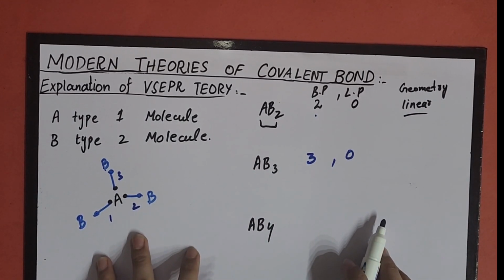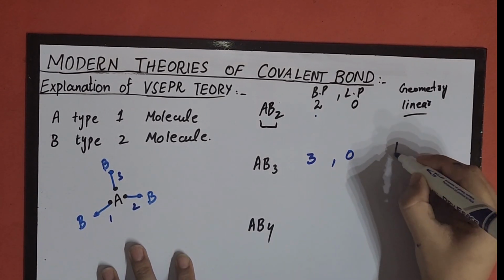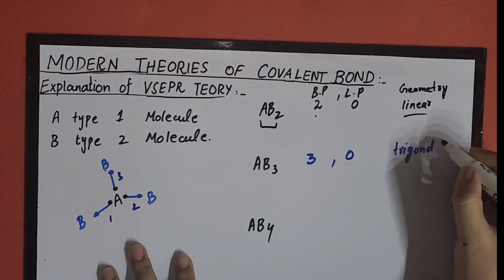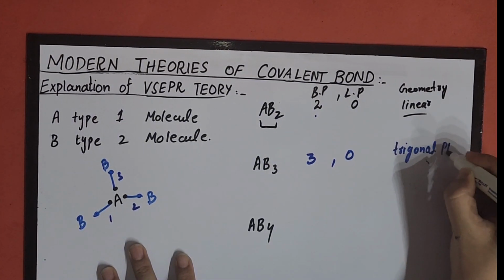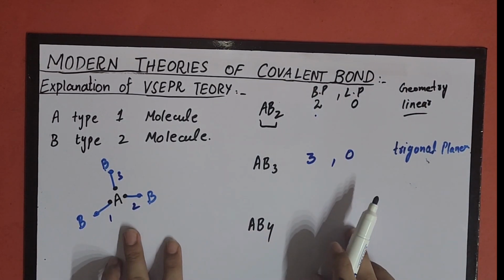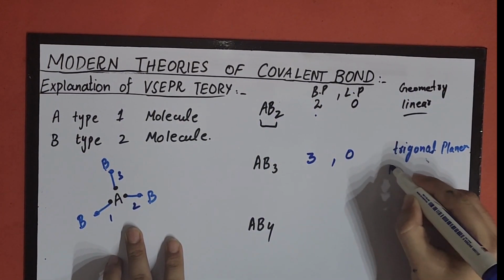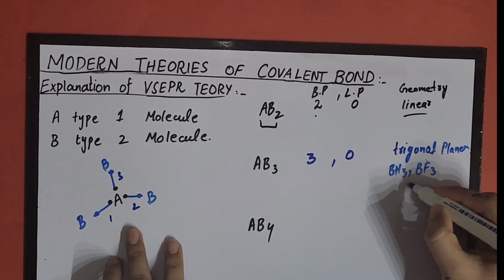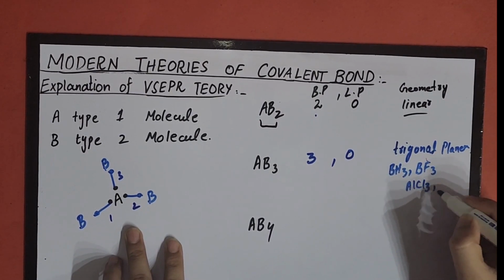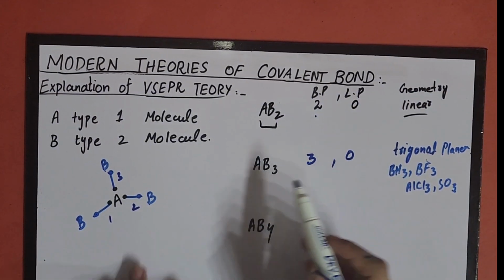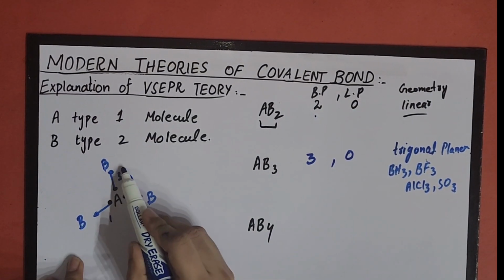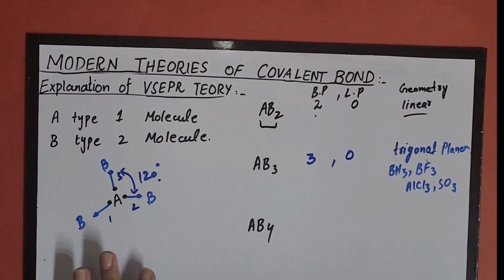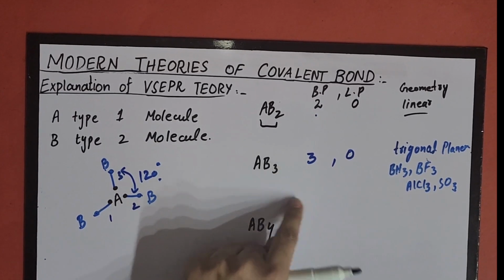So its geometry could be trigonal planar. Its best examples are like BH3, BF3, AlCl3 or SO3. I should write here BH3, BF3, AlCl3 or SO3. So basically the angle between the two B molecules is 120 degrees. Alright, so this was the AB3 with three bond pairs.